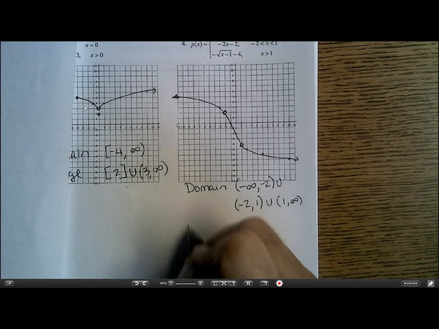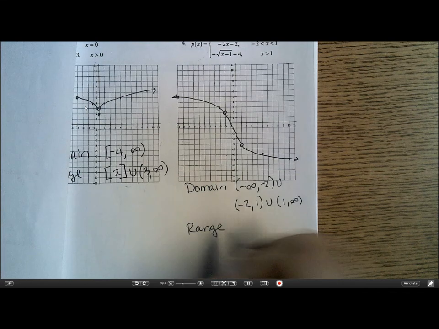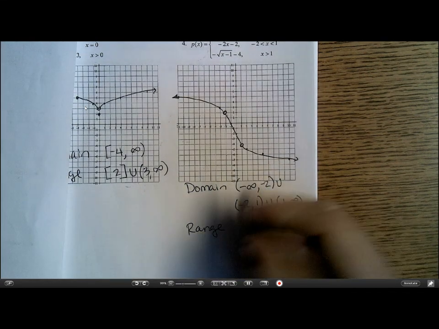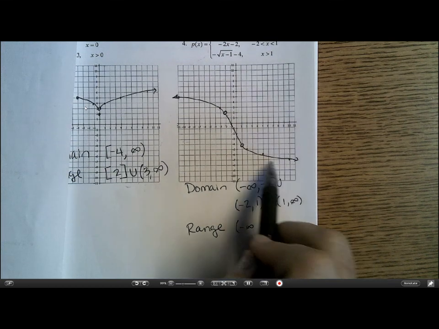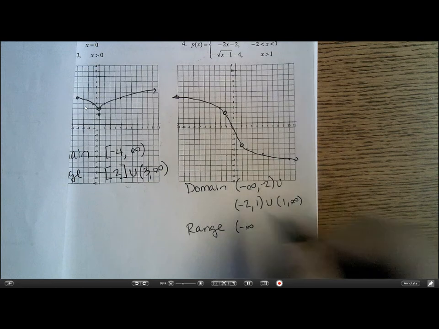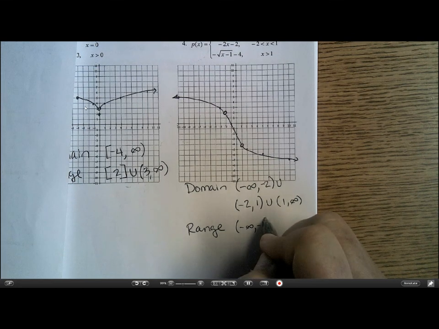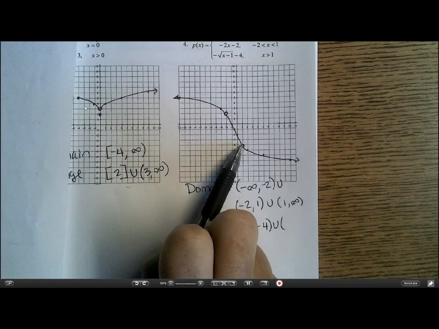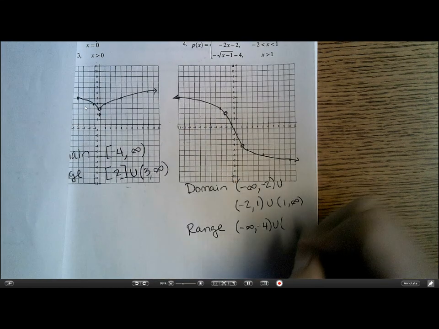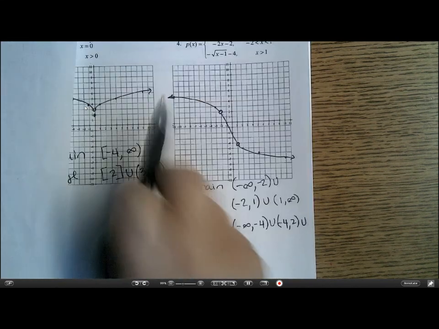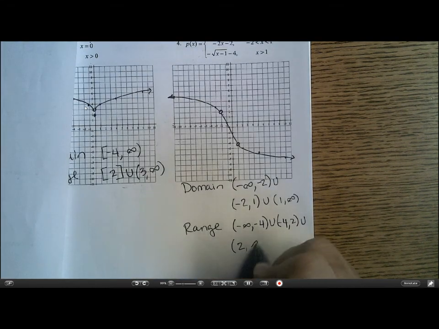Okay, now range. The very smallest y value is negative infinity. The next y value where there's a break is at negative 4. It doesn't include the y value of negative 4. Picks back up on the other side, goes to a y value of 2. Picks back up and continues on from 2 to infinity.